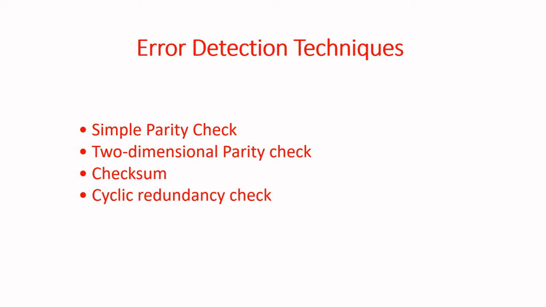There are four techniques for error detection. First one is simple parity check. Second one is two-dimensional parity check. Third is checksum. And the fourth is cyclic redundancy check. These are four popular techniques for error detection. Now we will see one by one what their functions are and how each detects the error at the receiver end.